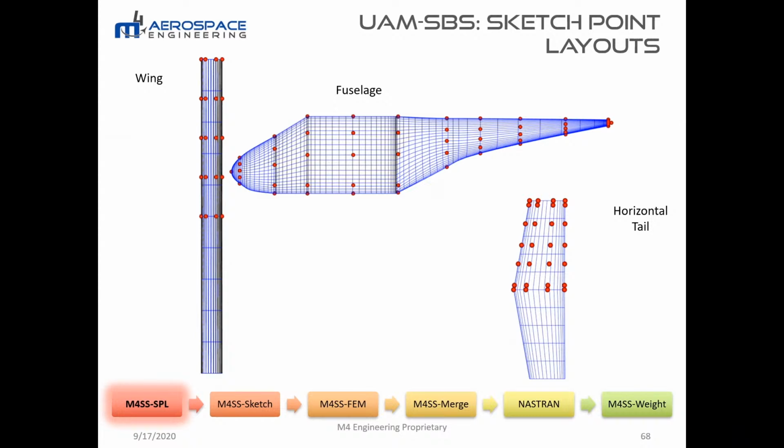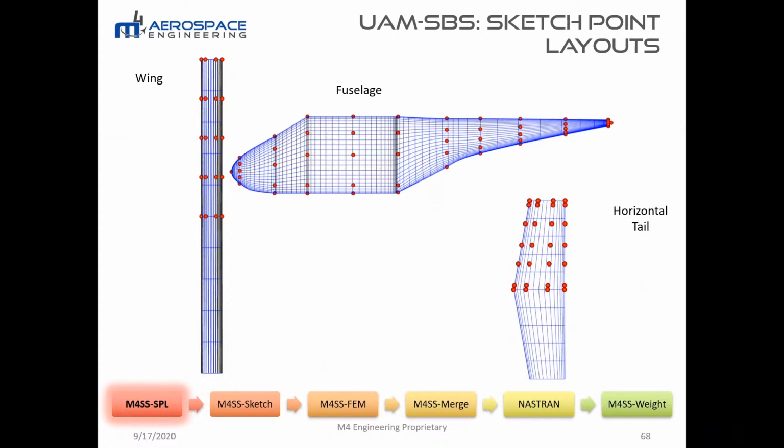Okay, so the first step in that process is the sketch point layout. We've got our 3 components here that we're making structural meshes for: the fuselage, the wing strut, and the horizontal tail. And here we've laid out sketch points.